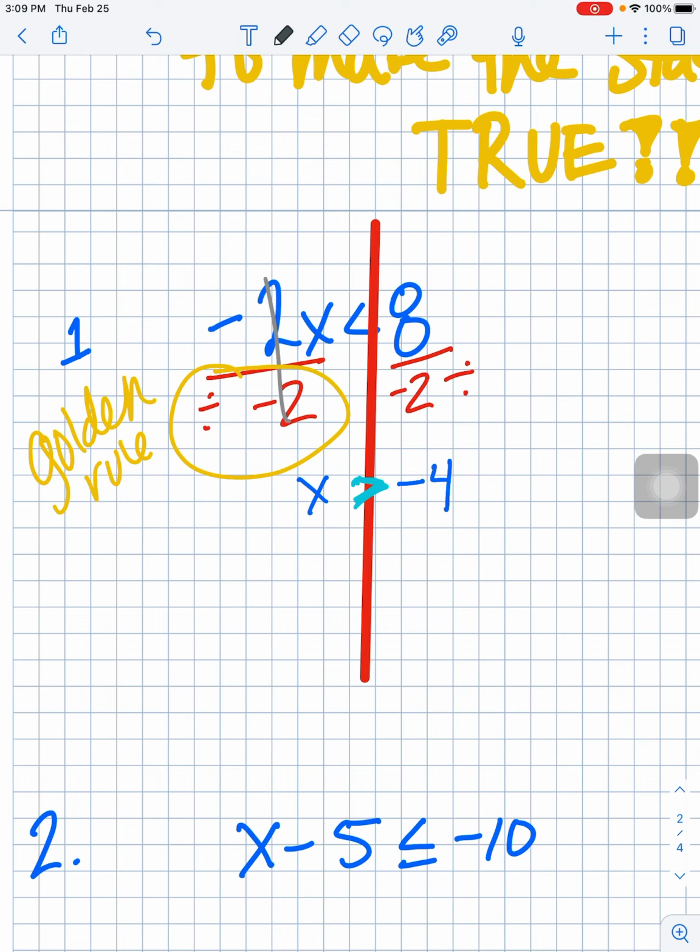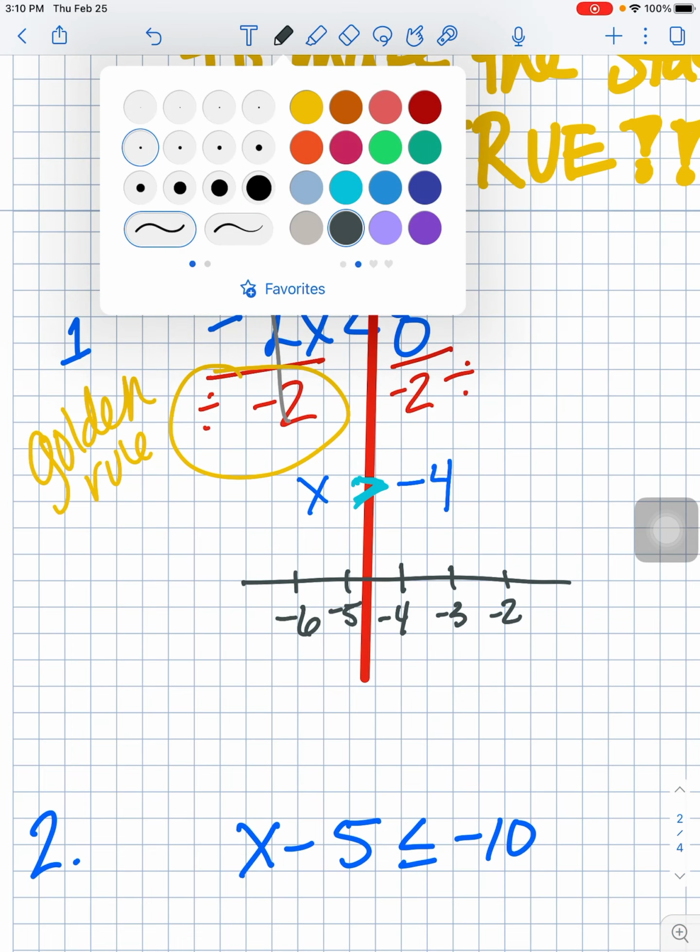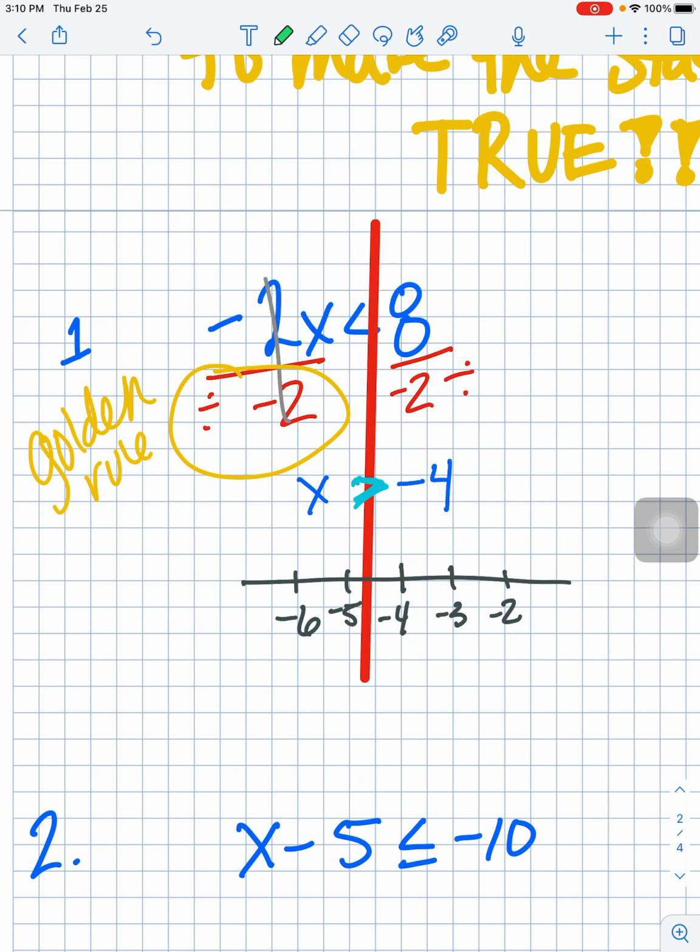So we did that first step. We solved. We have an answer. Is it in order? Is x first? X is greater than negative 4? Yes. So then I just need to put it on a number line. And then circle my solution. So my solution was negative 4, and this one should be an open circle because it's not equal to negative 4, it's greater than negative 4.